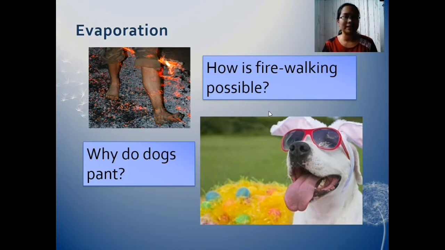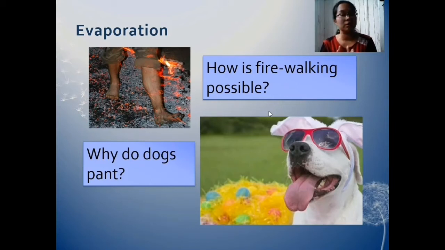Now, why do dogs pant? Dogs do not have sweat glands. We are very lucky we have sweat glands because that is the cooling mechanism of our body. That is our natural way to cool down. We produce sweat so that it will evaporate, and evaporation is actually a cooling process. Later on, you will see a graphical representation of evaporation being a cooling process.